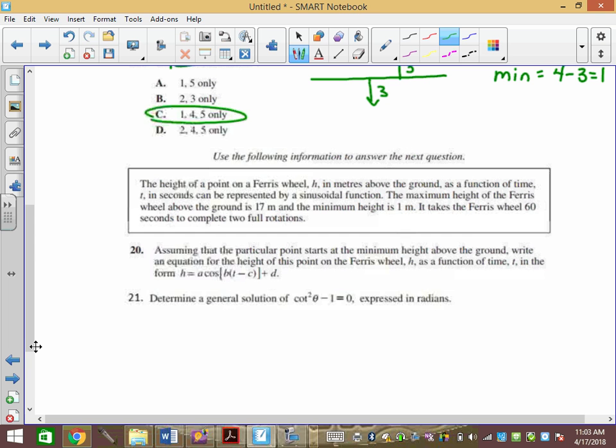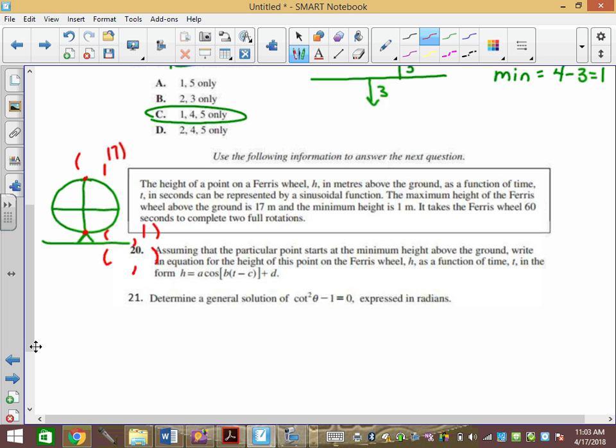The height of a point on the Ferris wheel in meters above the ground is a function of time in seconds and can be represented by the sinusoidal function. The maximum height of the Ferris wheel above the ground, oh, it's a Ferris wheel, and the minimum is a height of 1 meter above the ground. Okay, so the maximum height of the Ferris wheel is 17 meters, so that's my y. The minimum height is 1 meter, so that's my y here. And we get 2 points down there. I'm going to get a point here and a point here.